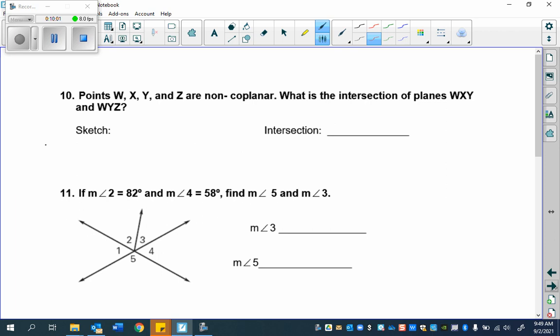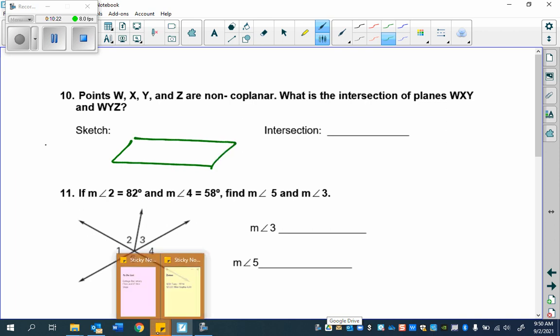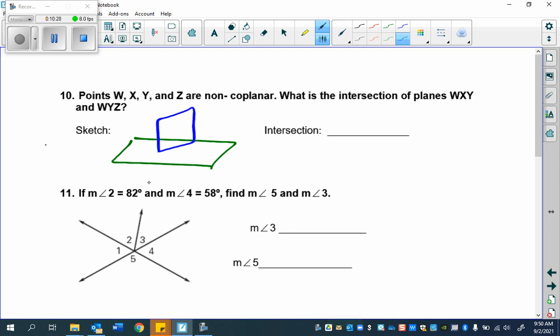Points X, Y, and Z are non-coplanar. That means they don't exist in the same plane. What is the intersection of planes WXY and WYZ? So this is definitely a hard problem to conceptualize. So we'll go ahead and draw, and we know we have non-coplanar planes that are intersecting. So maybe what we might want to do is draw what we've seen already a bunch of times in class and what we made with our little pieces of paper. And let's talk about what is common between these two planes.